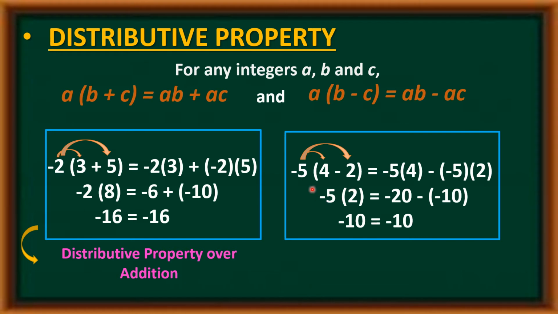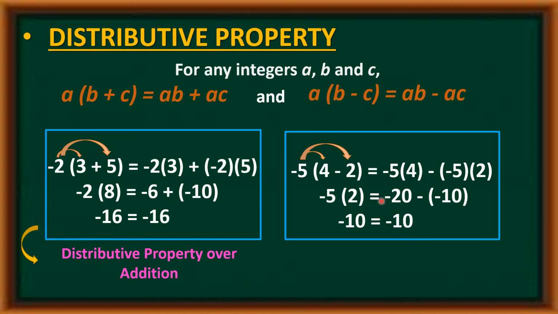Dito sa left side, ang una nating sasagutan is yung nasa loob ng parenthesis. So, we have 4 minus 2 is equal to 2. Then, bring down natin negative 5. So, negative 5 times 2 is equal to negative 10.